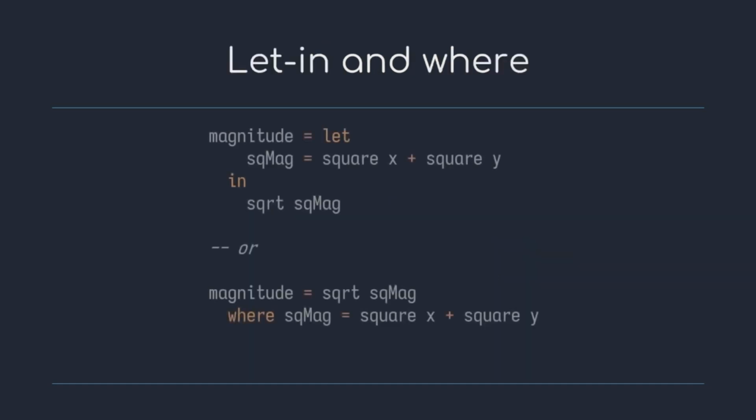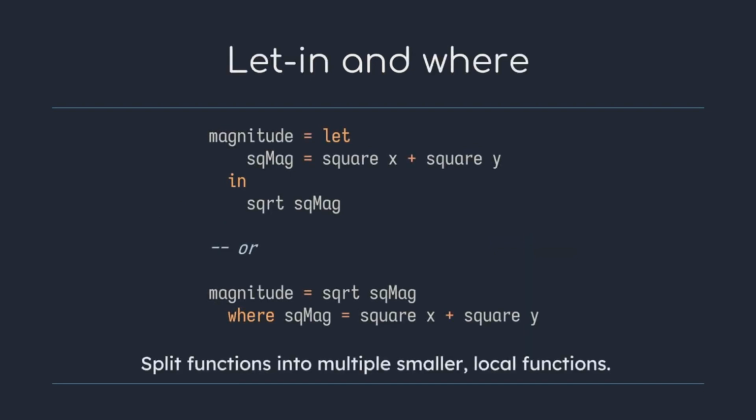To finish off, let and where blocks are the simplest of them all. They allow us to split our function into multiple parts or steps. Whether you use let or where is mostly based on preference. I prefer to use let in most cases, but you can use where if you want to.